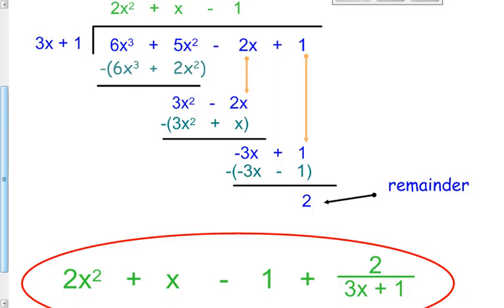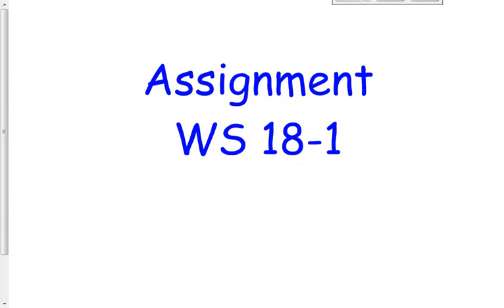So we have a worksheet coming up on this lesson when you get to class tomorrow. Let me know if you have any questions on that worksheet as well.